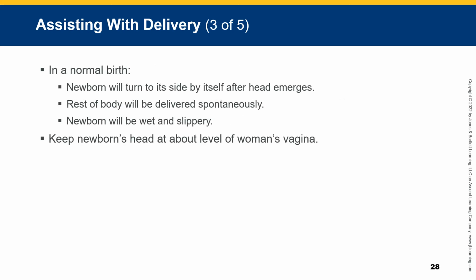In a normal birth, the newborn will turn to its side by itself after the head emerges, and the rest of the body will be delivered spontaneously. The newborn will be wet and very slippery, so keep the newborn's head at or about the level of the woman's vagina.